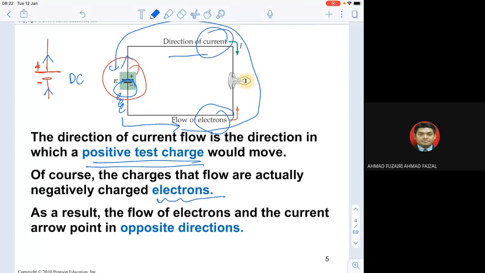If you want to make a current, you must have a flow of electrons. Remember that we must have a flow of electrons in order to have a direction of current. In order to get the current, you must have electrons. But the interesting thing is that the current and the electrons move against each other. The electron will move from the negative terminal to the positive terminal, whereas the current will move from the positive terminal to the negative terminal.